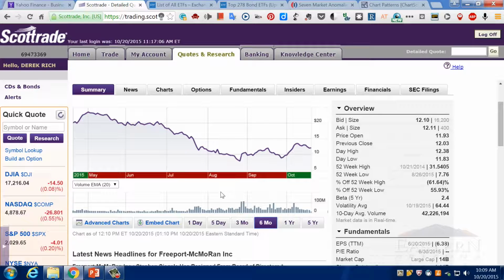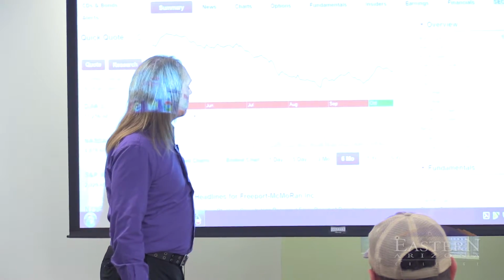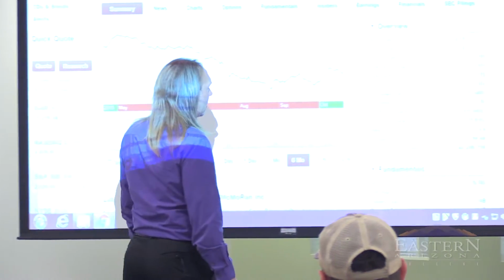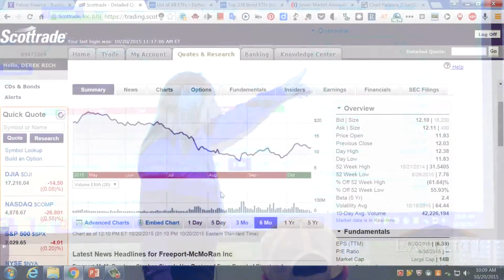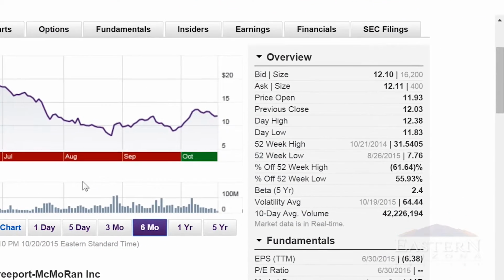But some of the other things that you might not know about. The bid size, that's the price that we would actually pay now, and the ask. And then this is where it opened today. So it's up a little bit. It was at $11.93. It did close yesterday at $12.03. It reached $12.38. So some of those are pretty obvious.